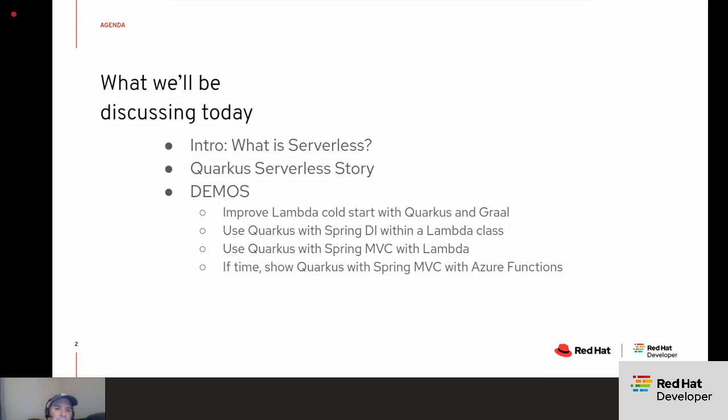I'm going to demo how you can improve basic Lambda cold start with Quarkus and Graal. Then I'm going to do a demo of using Quarkus with Spring dependency injection and a Lambda class. Then I'm going to build a REST service on Lambda with Quarkus and Spring MVC. And if I have time, I don't think I will, I'm going to show Quarkus with the same Spring MVC demo on Azure Functions as well.